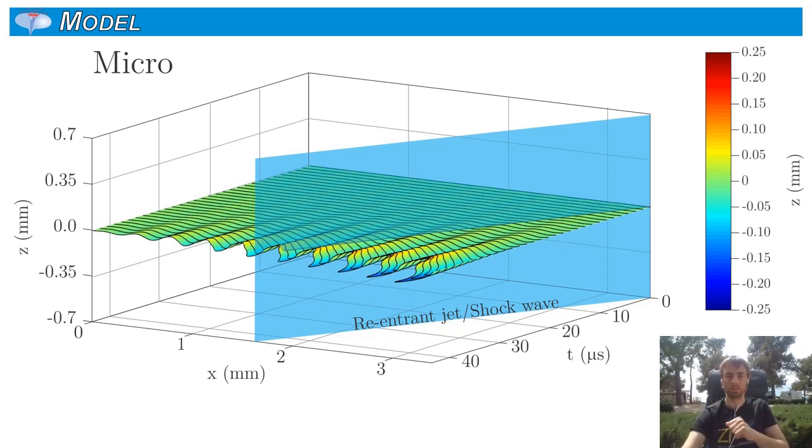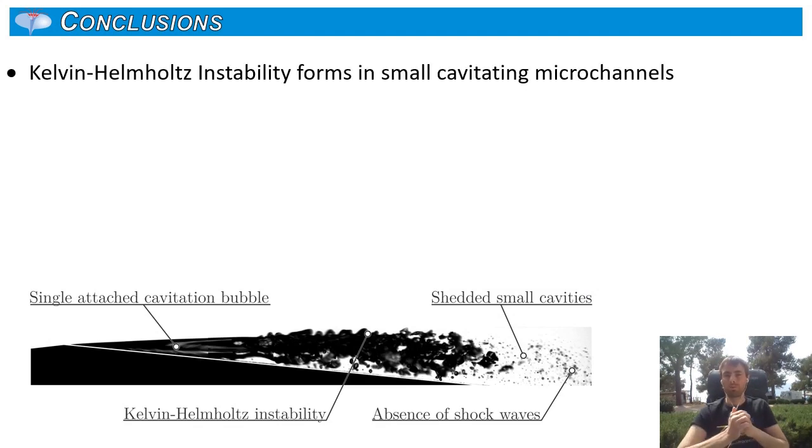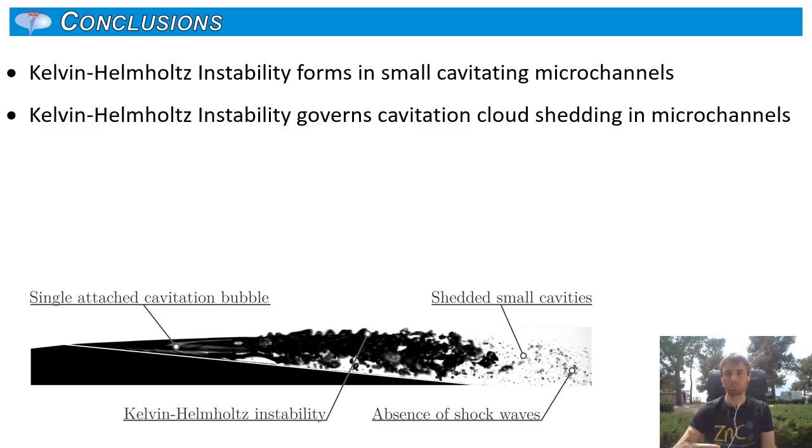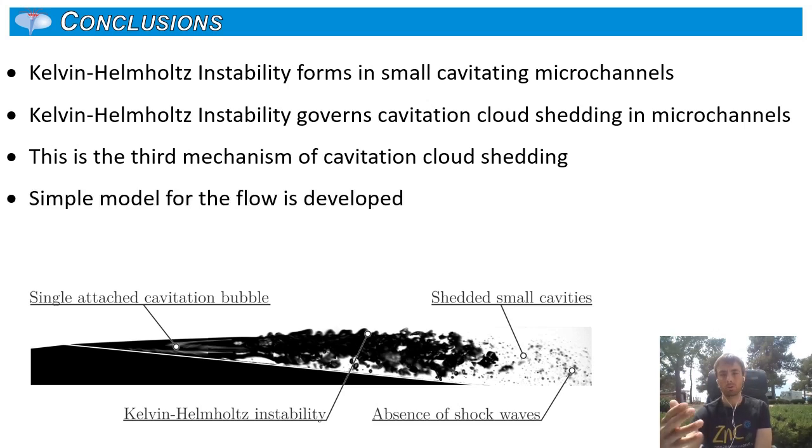So to conclude, yes, we found that Kelvin-Helmholtz instability is present in cavitating small channels. What is more important, this was already known, but what is more important is that it can govern the cloud shedding in cavitation microchannels. And it's only the third mechanism of cavitation cloud shedding, besides re-entrant jet and shockwave. And we also developed a simple model which basically has shown that this is so.